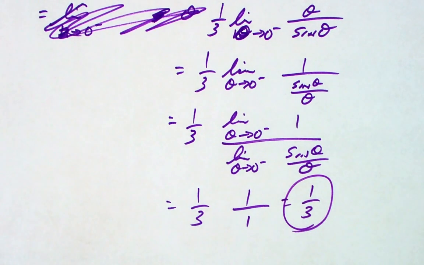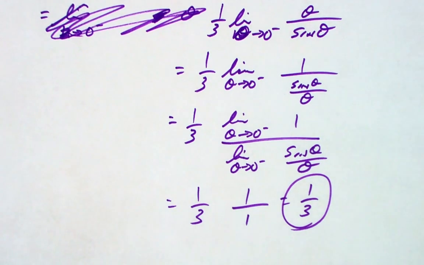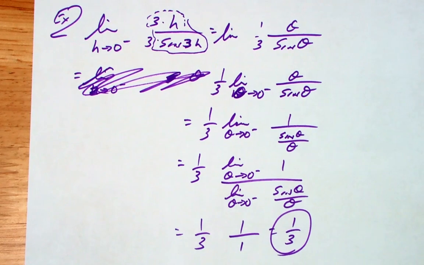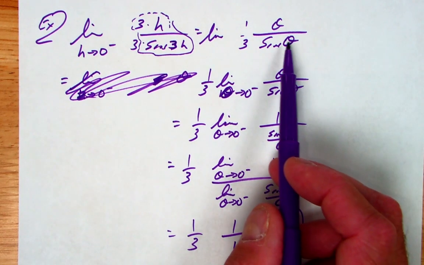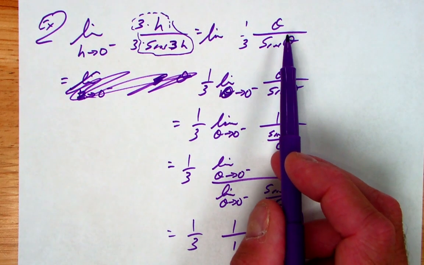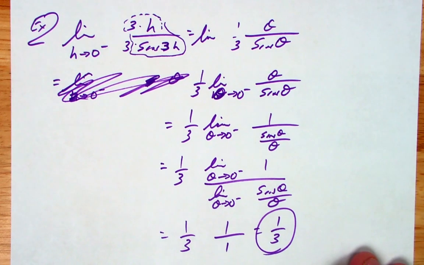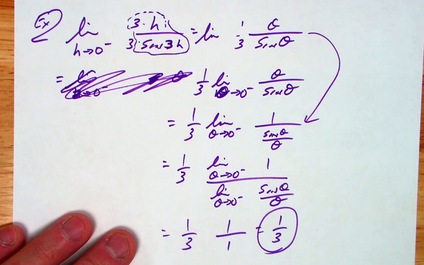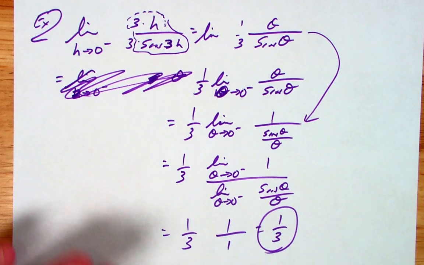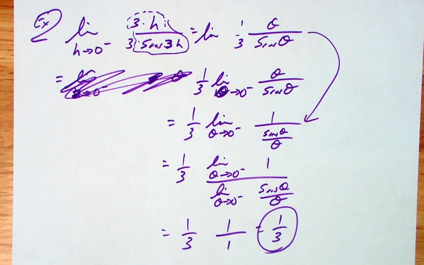So I get 1/3. So let's do a little summary here of how to approach something like this. Still get into this magic form. And then from there, I think you can sprint right to this if you want, just so your eyes can see, okay, now I've got sine of theta over theta. That's 1 over 1. 1 over 1 times 1/3 just gives me 1/3.